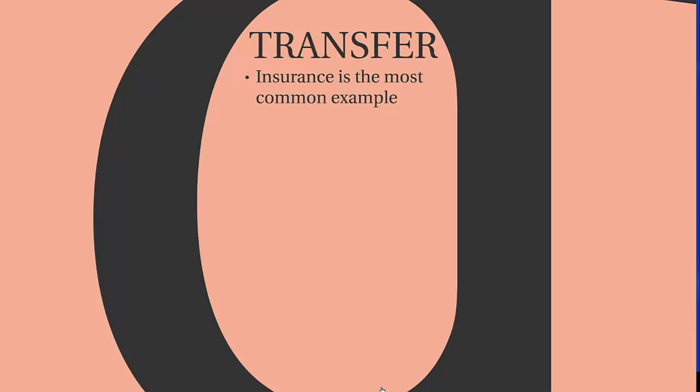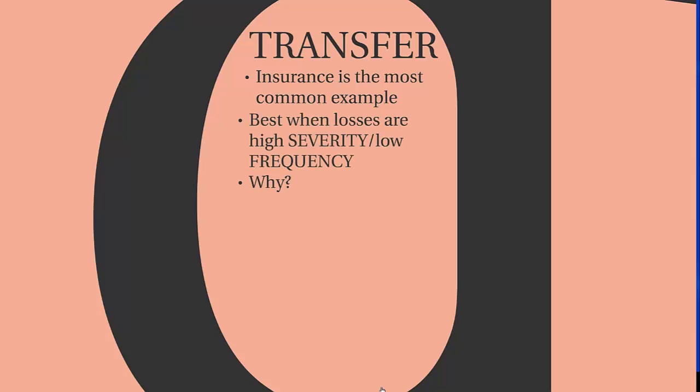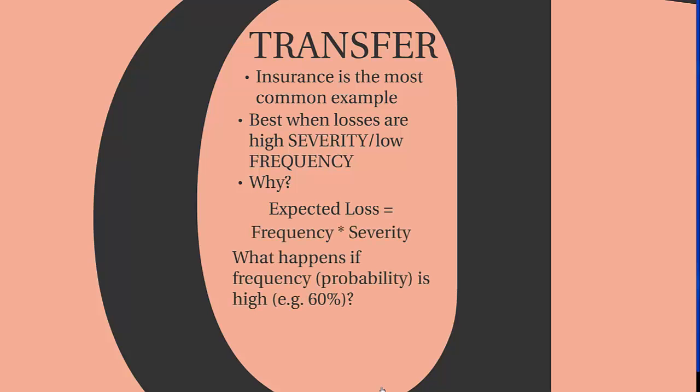Now let's look at transfer. Insurance is the most common example of transfer, but there are other examples. Another one is surety bonding, which we'll talk about later in the semester. Transfer is best when losses are high severity, low frequency. Why? Because expected loss is frequency times severity. What happens if the frequency or probability of loss is high, such as 60%? Well, 60% or 0.6 times 10,000, which might be the severity of loss, is 6,000.